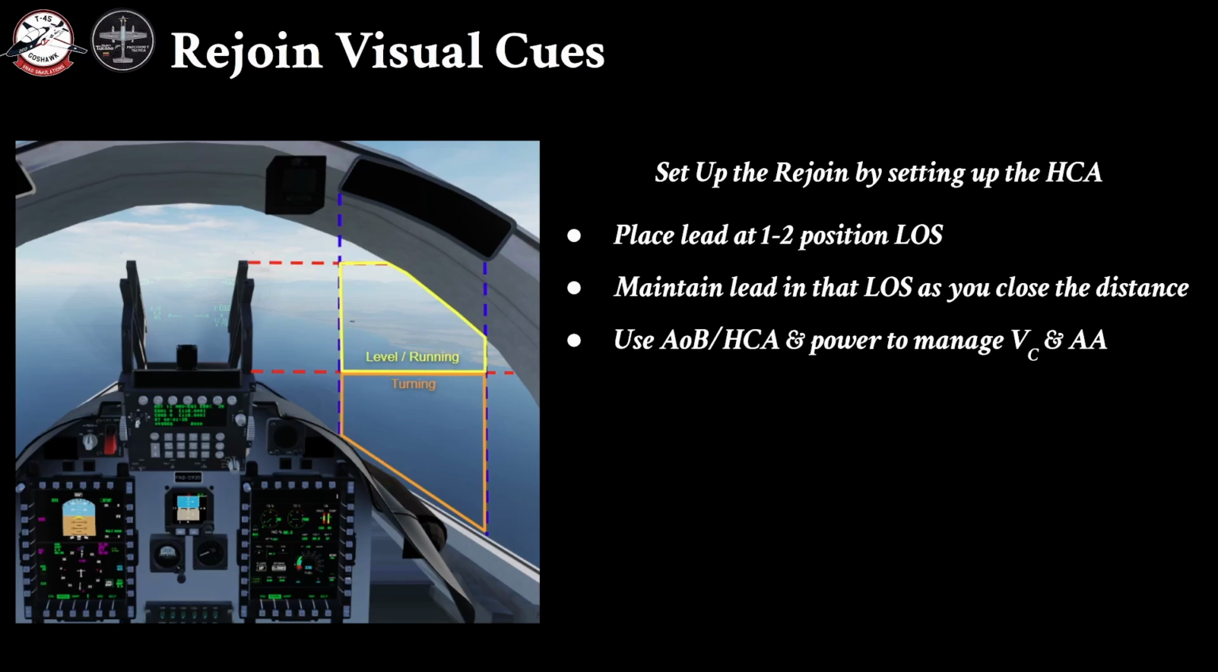So you're going to use your left hand to control your throttle, your overtake speed, and you're going to use your right hand, your control stick, to maintain that aspect angle. As long as you keep him in this spot, in this box right in here, if it's a level or a running rejoin, and as he gets bigger and bigger and bigger, you maintain him here, okay? That's perfect. That's going to give you the perfect angle.